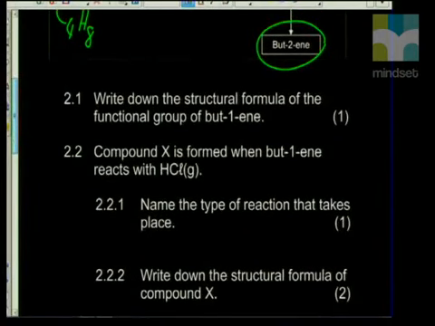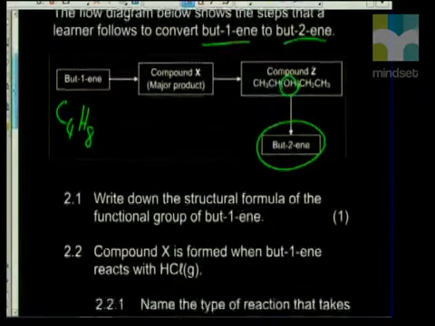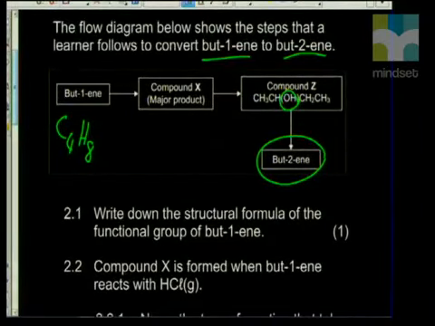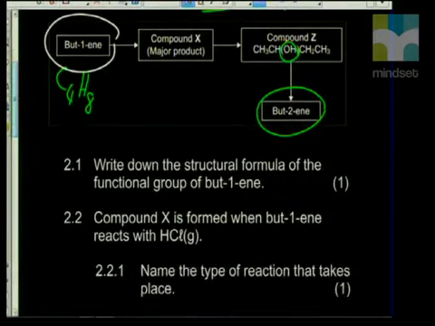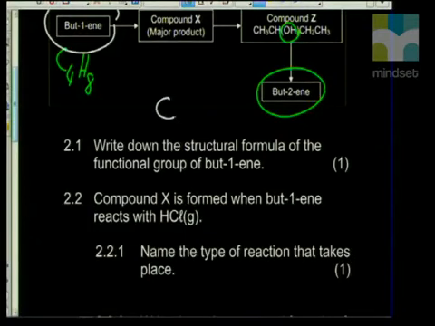First thing, it says write down the structural formula of the functional group of but-1-ene. So there is but-1-ene, and we need to get the functional group. Now, guys, you don't need to draw the whole structure. It's just the functional group. And I don't think there's too much difficulty in saying the functional group is just going to be those double bonds like that. Okay? The double bond between the 2 carbons, that's the functional group.